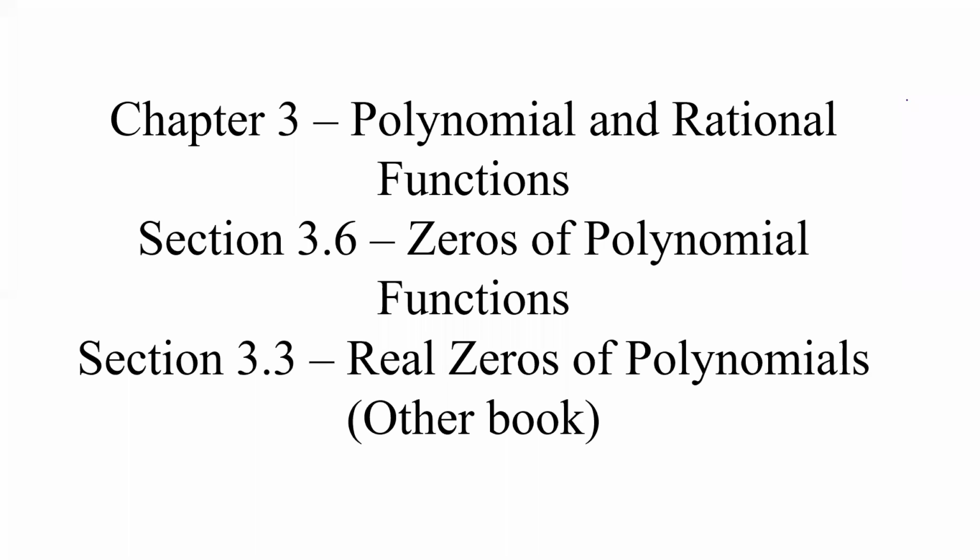All right, so now we're going to work on Chapter 3, Polynomial and Rational Functions. This is Section 3.6 out of our normal textbook, Zeros of Polynomial Functions. But we're also going to include Section 3.3 out of the other book, the real zeros of polynomials. And again, that page is in our section we have in our shell.